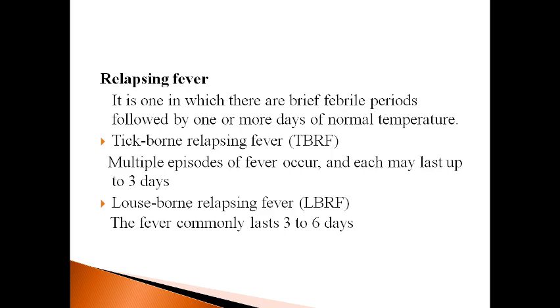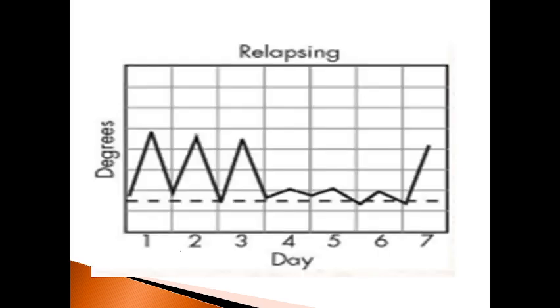Relapsing fever is one in which there are brief febrile periods followed by 1 or more days of normal temperature. There are two types: tick-borne relapsing fever and louse-borne relapsing fever. In tick-borne relapsing fever, multiple episodes of fever occur and each may last up to 3 days. In louse-borne relapsing fever, the fever commonly lasts for 3 to 6 days. In relapsing fever, this is the high period and consequently this is the lower fever.